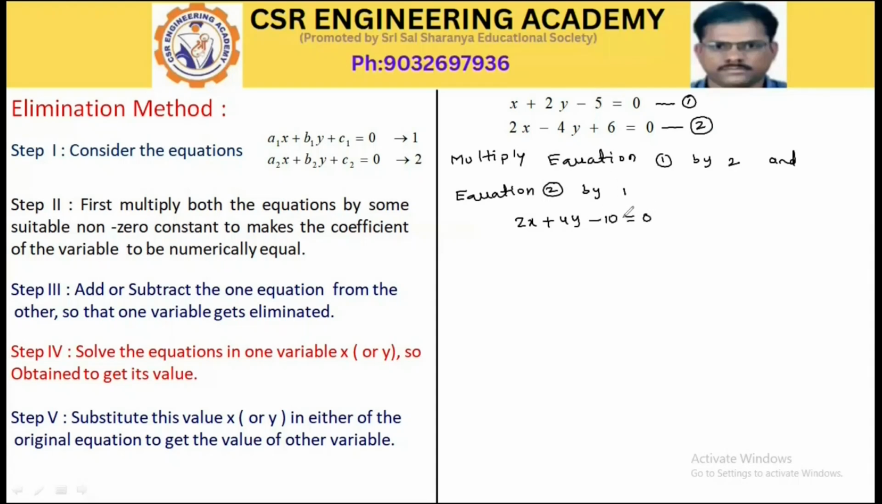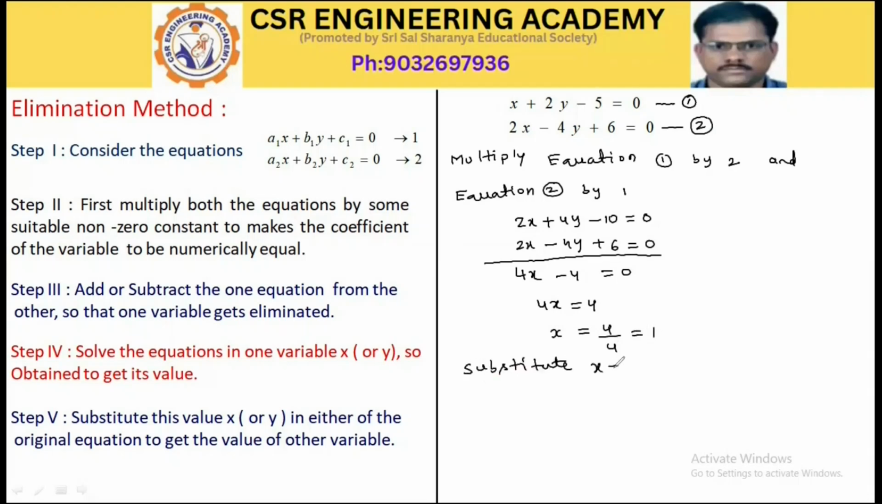1 into 2x, that is 2x, minus 1 into 4y, 4y, plus 1 into 6, 6, is equal to 0. Here add equations 1 and 2, that is 2x plus 2x, 4x. Plus 4y minus 4y gets cancelled. Minus 10 plus 6, that is minus 4, equal to 0. 4x is equal to 4, x is equal to 4 by 4 is equal to 1.